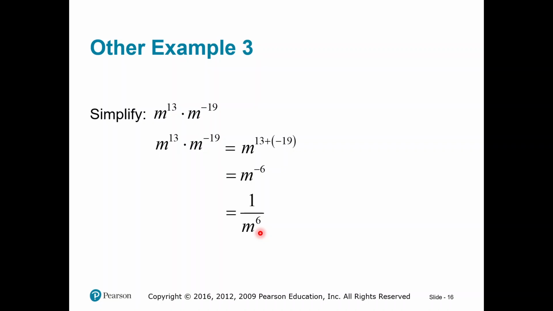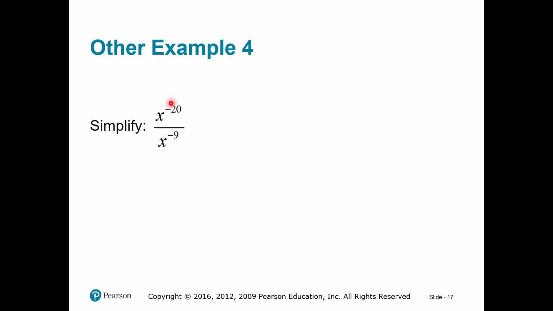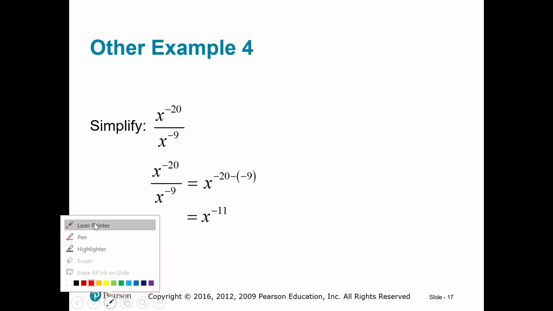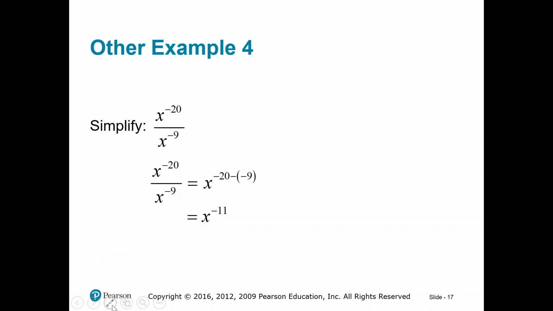Next, I have a division, once again, same base, then I have to subtract the exponents. And so negative 20 minus negative 9. Negative 20 minus negative 9 becomes a plus 9. And so negative 20 plus 9, which is negative 11.